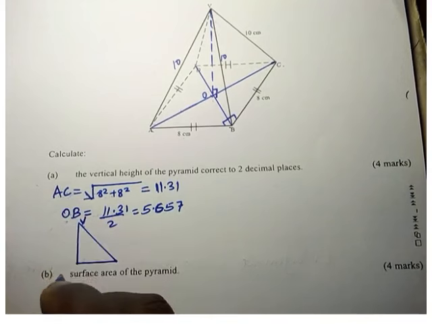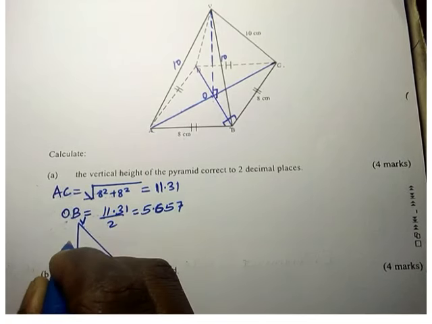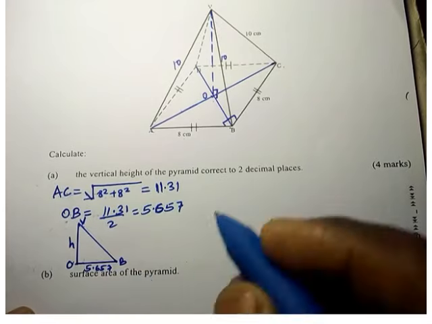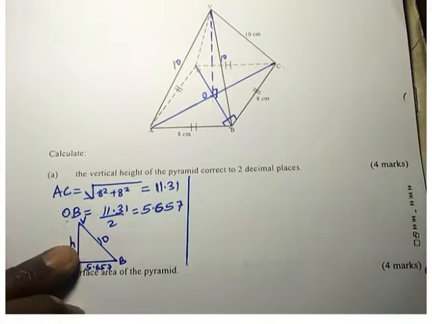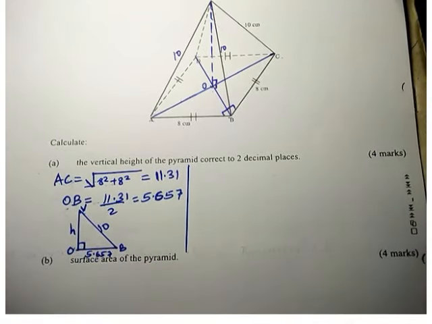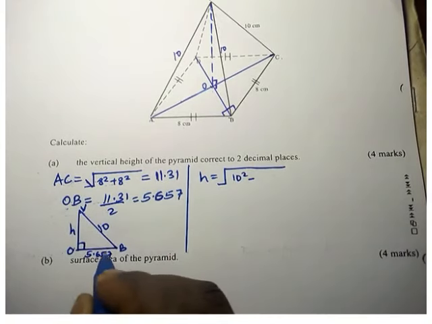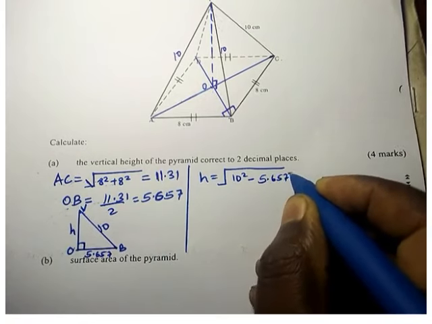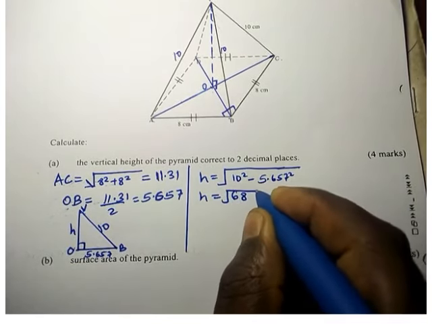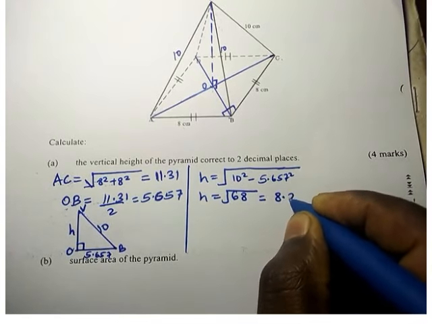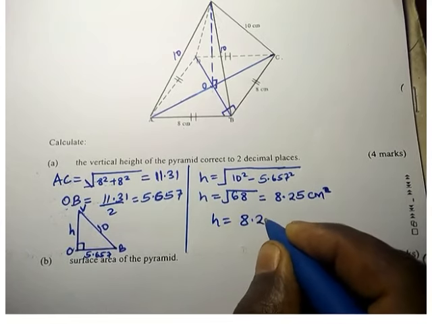Where this is V, this is O, and this is B. Here is 5.657. We are looking for this OV, the height, but this slant height here is 10 centimeters. So using Pythagoras theorem, we can get the value of h. h is going to be the square root of the hypotenuse squared minus the base squared, which is 5.657 squared. The h is going to be the square root of 68, which is 8.25 centimeters. So h, the vertical height, is 8.25 centimeters.